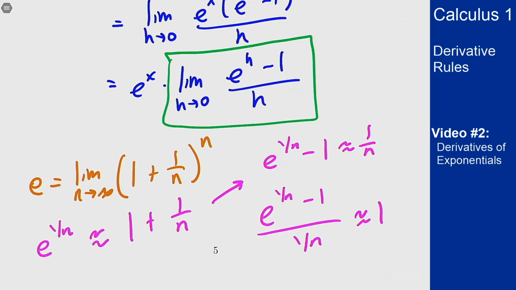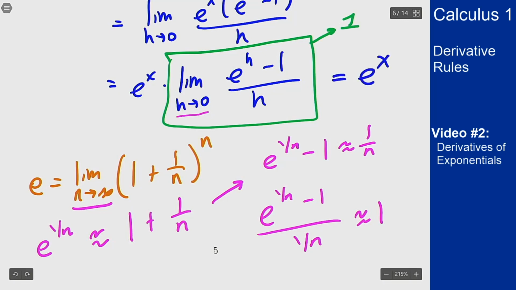And if I replace h with 1 over n, since we're doing the same thing, n is going to infinity, and 1 over n is then going to 0, which is what h does up here, that motivates that this limit here boxed in green is 1. So this whole thing is 1, which means my answer here is just e to the x.